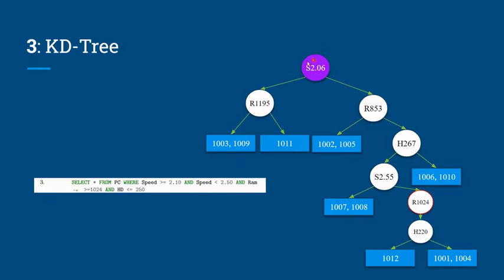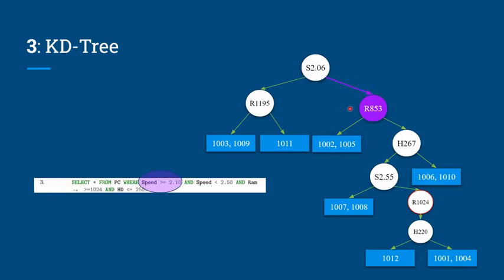So first, we are at the root node, which is considering speed 2.06, right? So we take a look at the search key speed in our query. So we have speed greater than or equal to 2.10 and speed less than 2.50. So for sure, we know that our answer, if it exists, would be on the right-hand side subtree. So we go to the right.